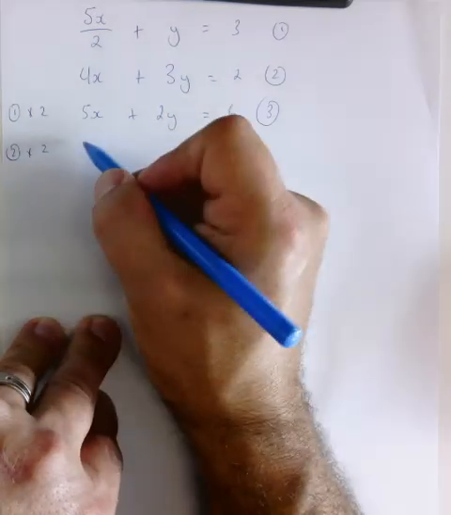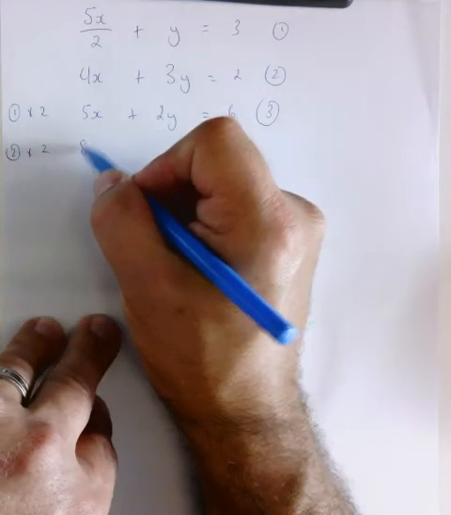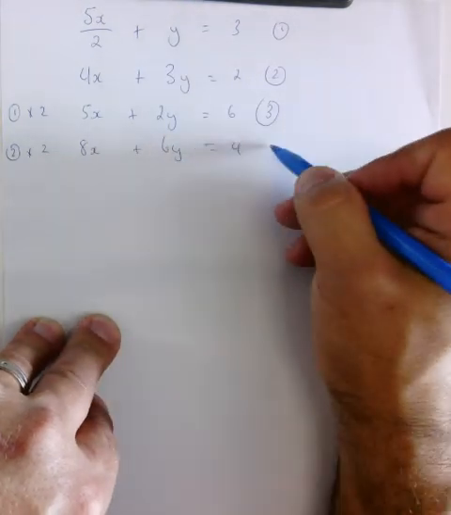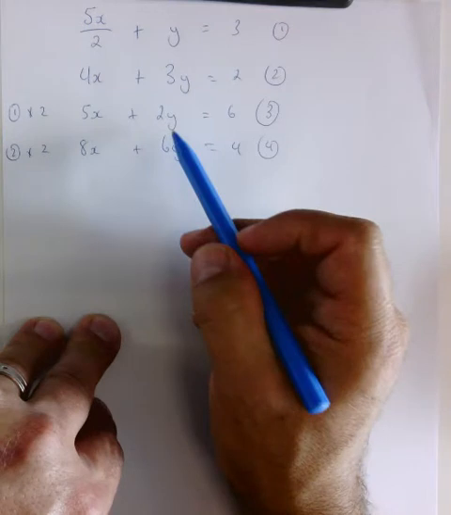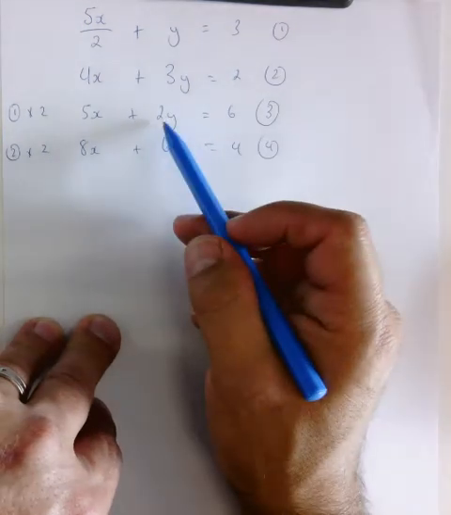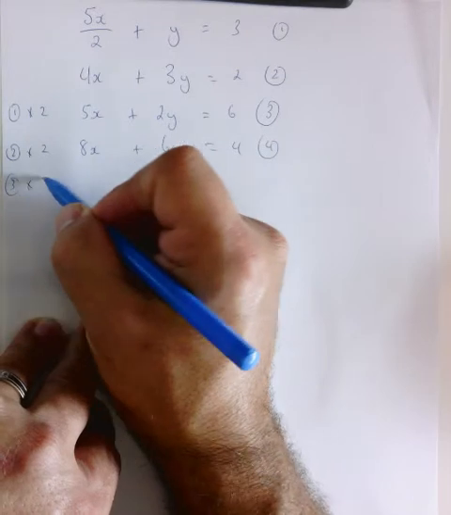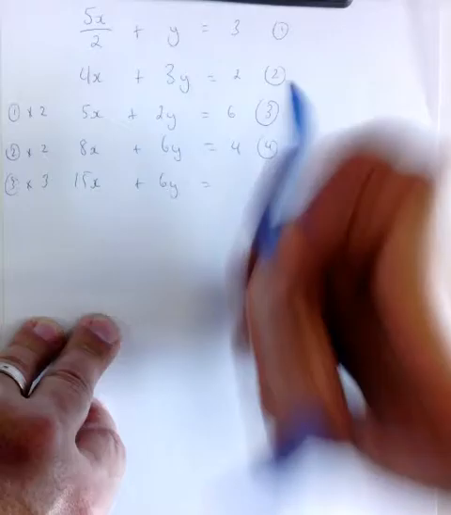And that's going to give us 8x plus 6y equals 4. And I'll call that equation 4. And then equation 3 will need to multiply by 3. And that will give me 15x plus 6y equals 18.